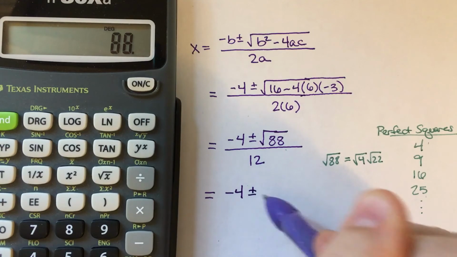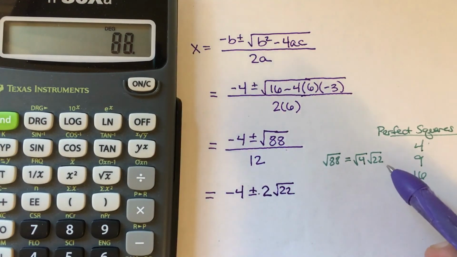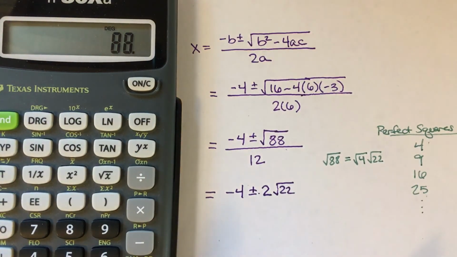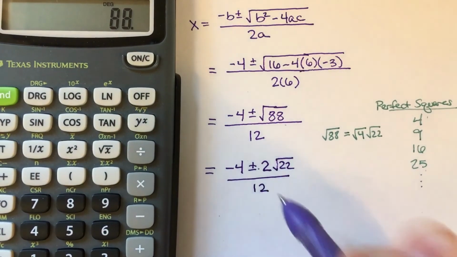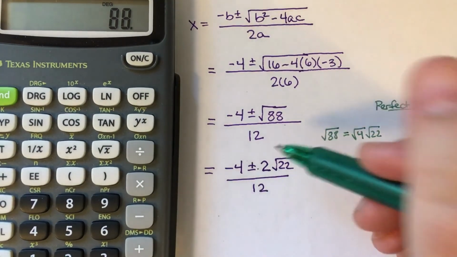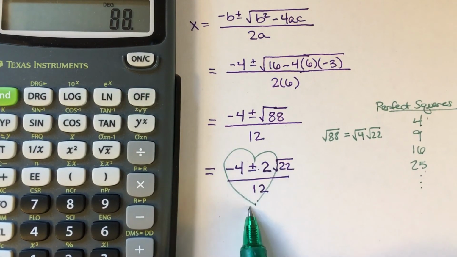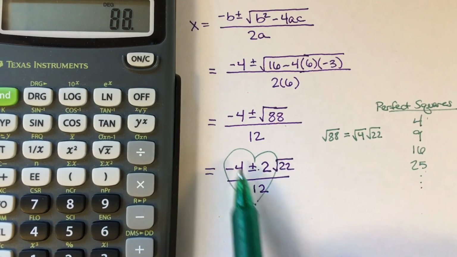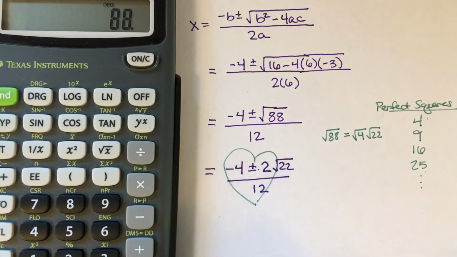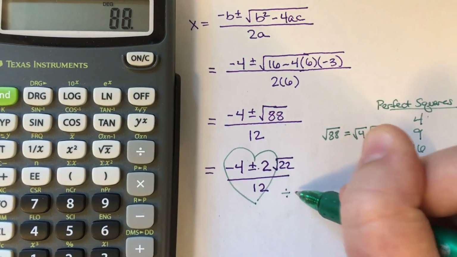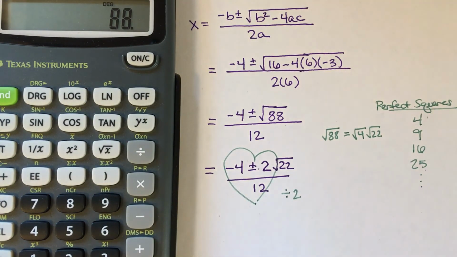And I'm purposely factoring out a 4 because it's a perfect square. So now this is -4 plus or minus the square root of 4 is 2. And then the 22, I can't simplify that square root. It just stays a square root because there's nothing else to simplify, over 12. And now, in order to simplify this further, we get to draw a little heart and look for what's in common between the 3 constant coefficients, the ones that aren't a square root. And in this case, the only thing they all 3 have in common is a 2. So I'm going to divide all 3 by 2.